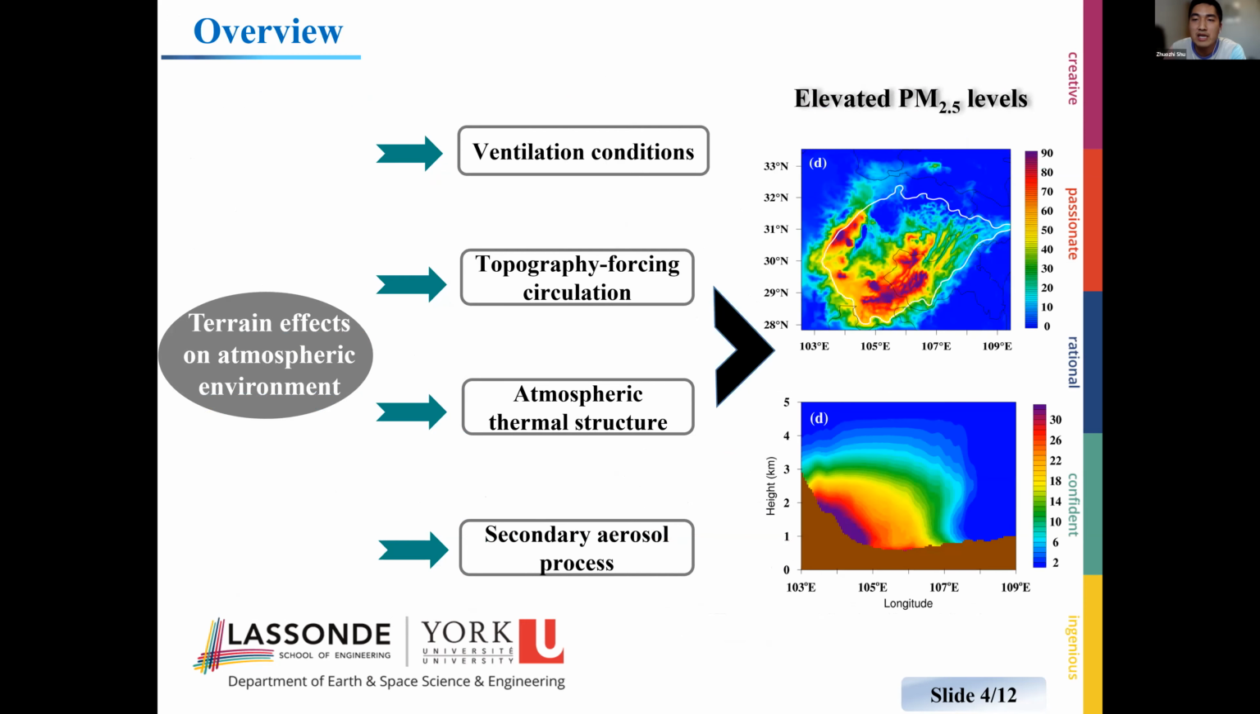To explore the effects of complex terrain on regional atmospheric environmental changes, we target the Sichuan Basin to analyze the impacts of ventilation conditions, topographic forcing circulation, atmospheric thermal structure, and secondary aerosol processes.